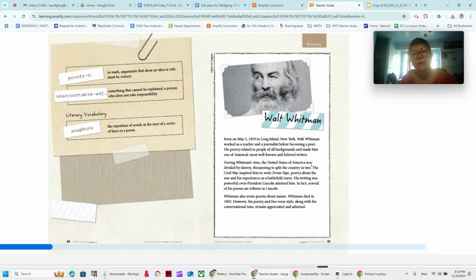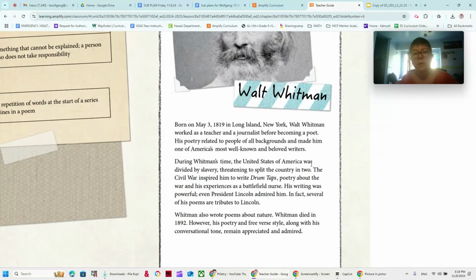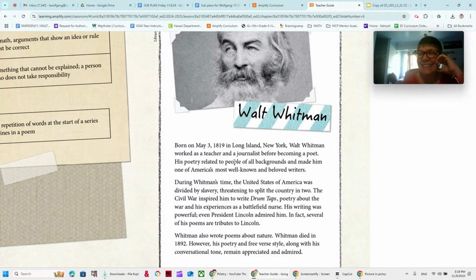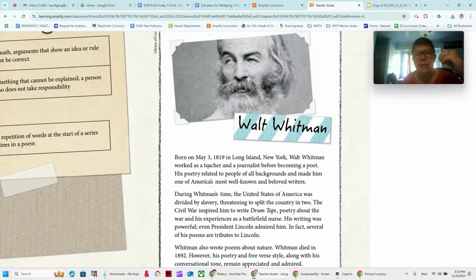Here's our vocabulary. And while we're on our biography of Walt Whitman, let's talk about Walt Whitman. That is from page 35 in your book. Walt Whitman is a very famous poet from the 1800s or the 19th century. So he was born May 3rd, 1819 on Long Island, New York. Walt Whitman worked as a teacher and a journalist before becoming a poet. His poetry related to people of all backgrounds and made him one of America's most well-known and beloved writers.